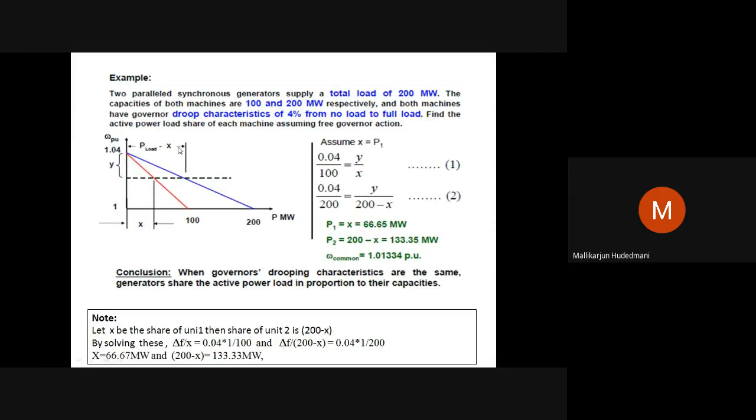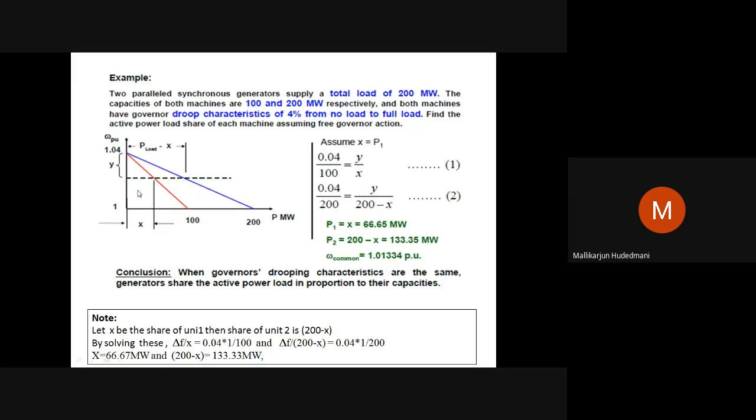x and P load minus x requirement, which is 1.0133, 4 PU. Suppose the base is 50, it's definitely 50 into 1.04, above 50 Hz. It's very safe. So even though governors are not in action, the current load of 200 megawatt is very well above the frequency expected for the pair. So this is how even a small load can be met.